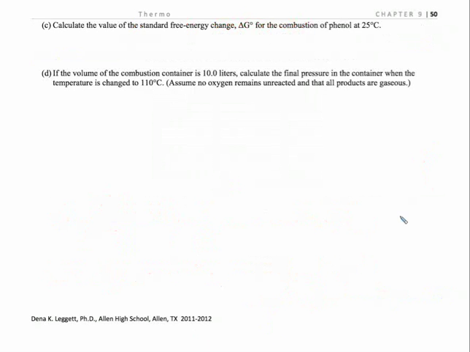So let's take a look at the next part. Notice it says, what is delta G for the combustion? Not for the formation, for the combustion. And I didn't quite leave myself enough room, so let me bring this down here. I've got delta G naught is delta H naught minus T delta S naught. Don't grab the delta H of formation.